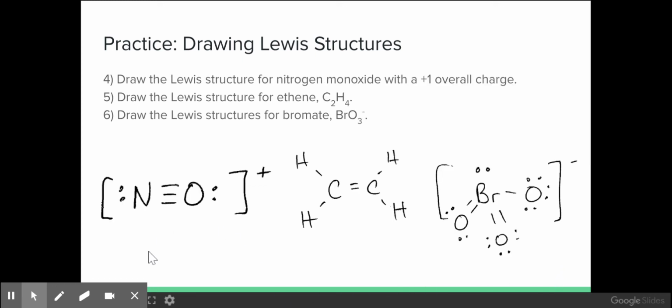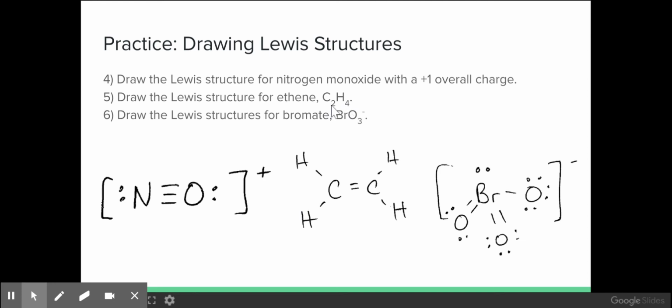Nitrogen monoxide is actually a free radical if it's not a charged species, but this has a +1 overall charge, so that extra unpaired electron is gone. So when you're drawing a diatomic molecule or polyatomic ion, one of the best ways to do that is to treat one of the atoms like it's your central atom, and then connect the other one as though it's a peripheral atom, and then make your multiple bonds at the end, if necessary. So this would be the triple bonded Lewis structure for nitrogen monoxide with a +1 charge.